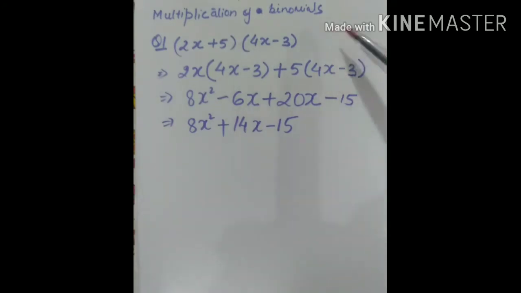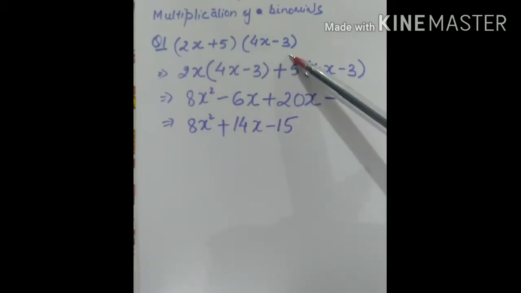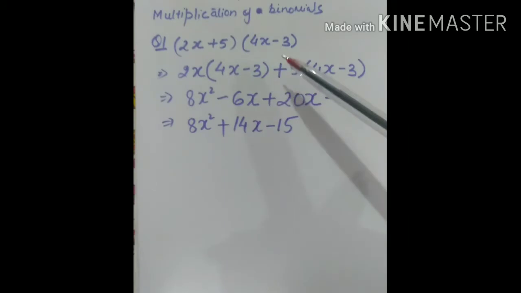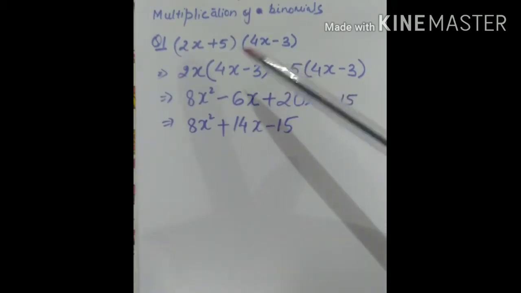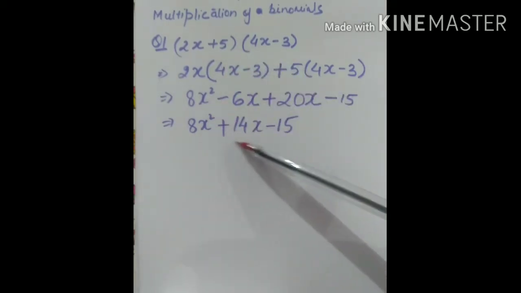Now look at this question again carefully. This will help you in the chapter on factorization. Here a binomial is multiplied with a binomial. We multiplied term by term and then we got a trinomial. When two binomials are multiplied, we get a trinomial.